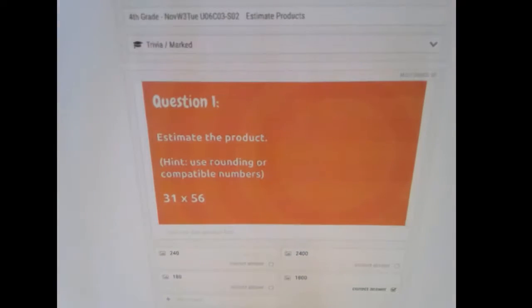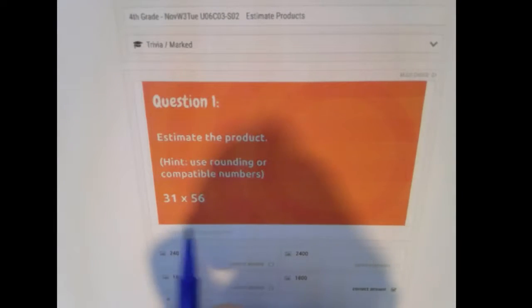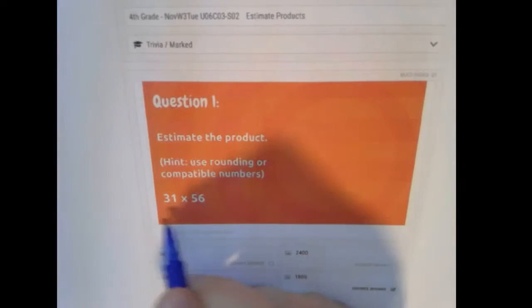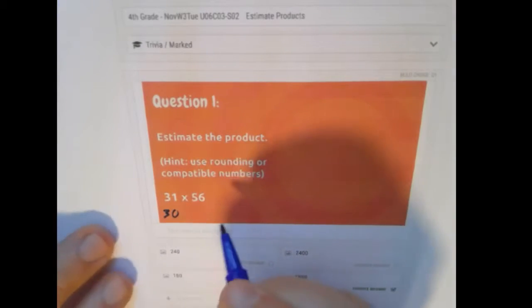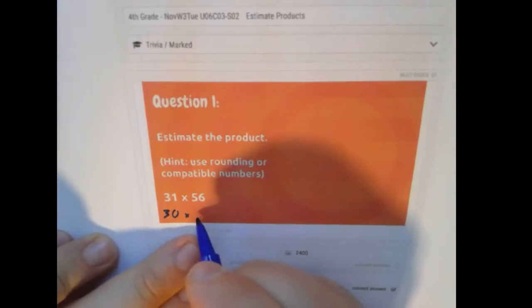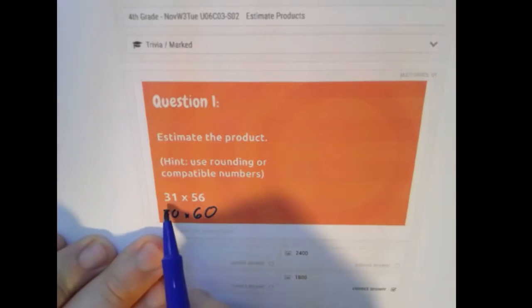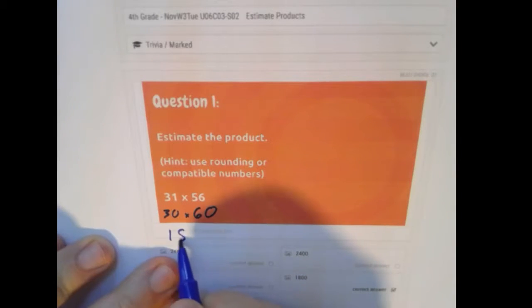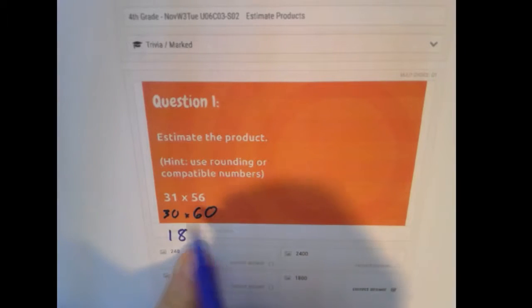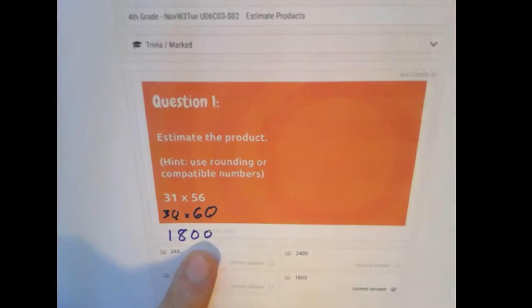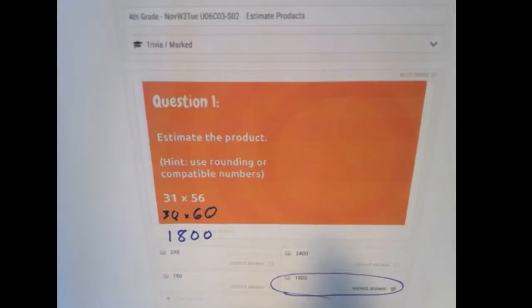So 30 times 56, what we could do is, what if we were to round this to the tens? So 31 would round to 30, and 56 would round up to 60. So 3 times 6 is 18. Okay, and then don't forget the 0. Here was a 0, here was a 0. So we're looking for 1800. So it's not exactly, but about 1800.